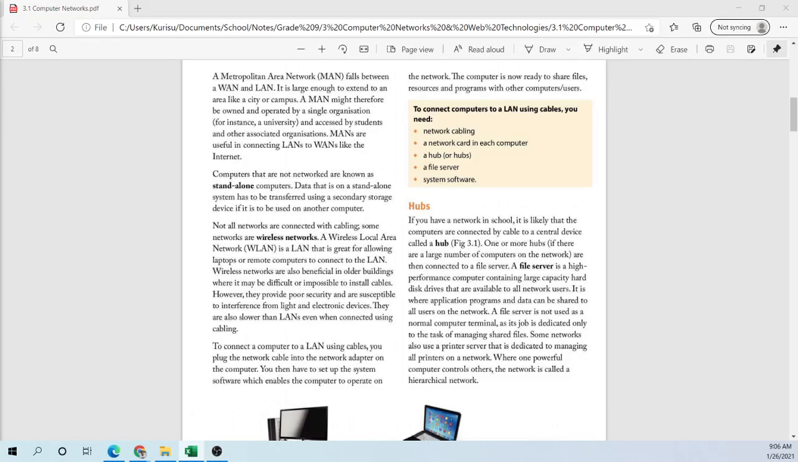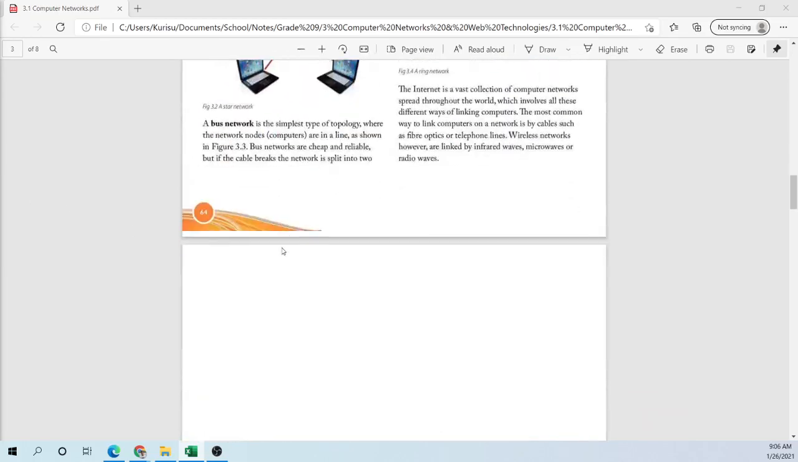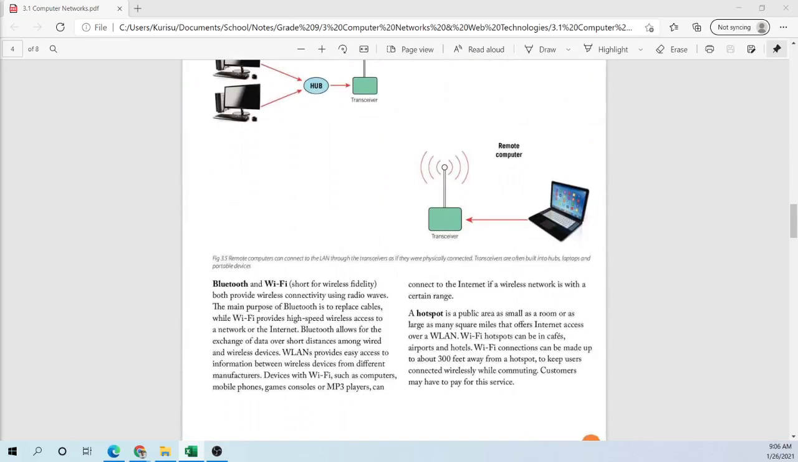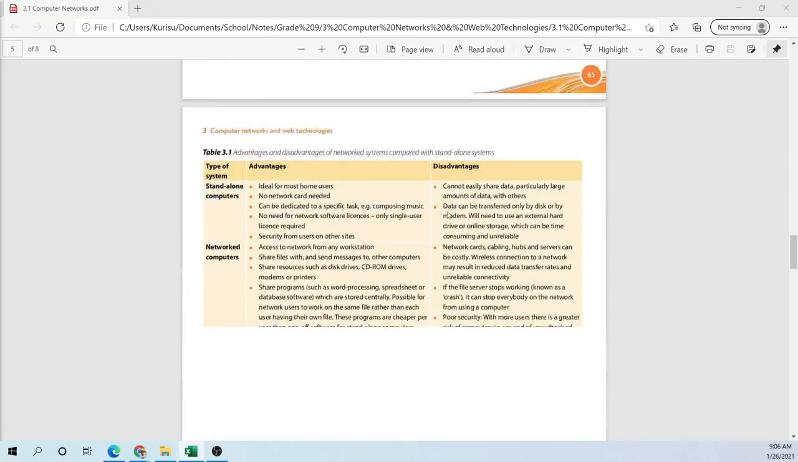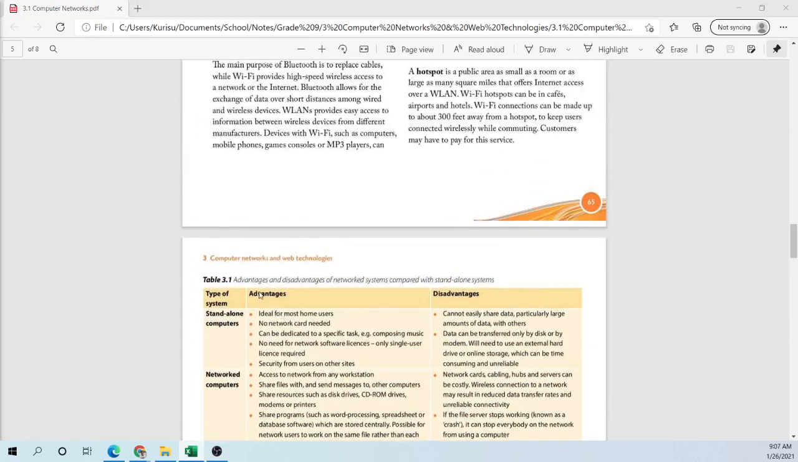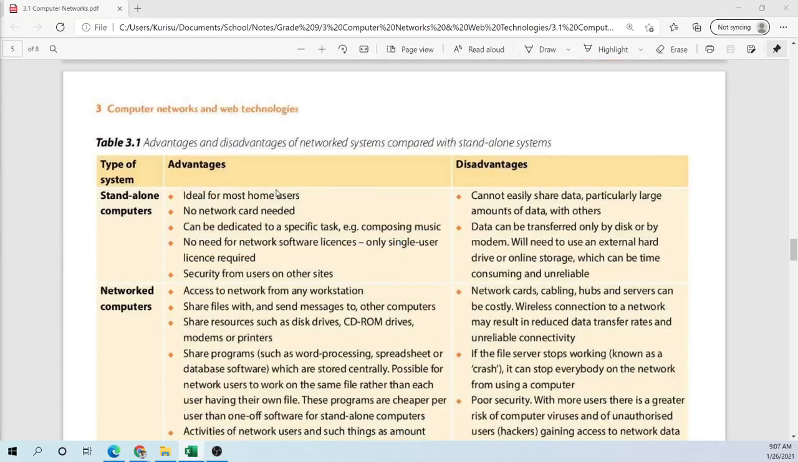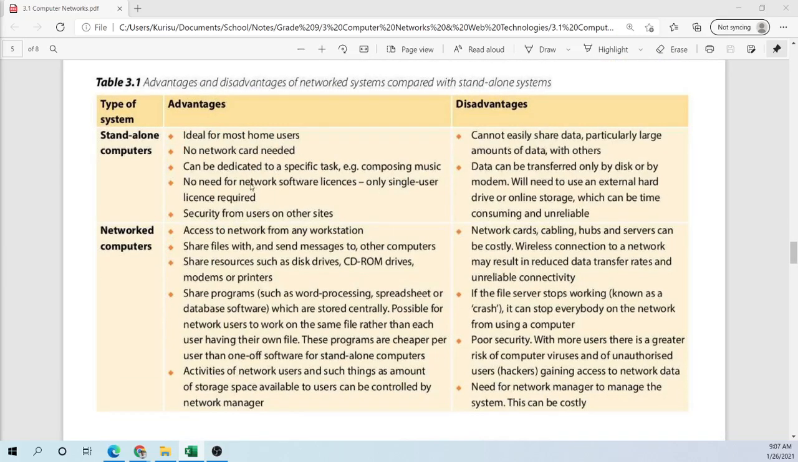So, last week we would have stopped. We're still at chapter 3.1. Last week we would have stopped before communication channel. The last thing we looked at is the advantages and disadvantages of the standalone and computerized network.